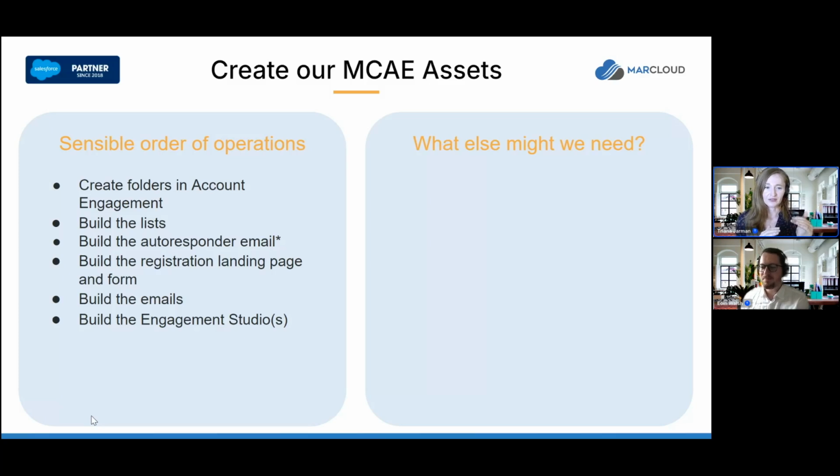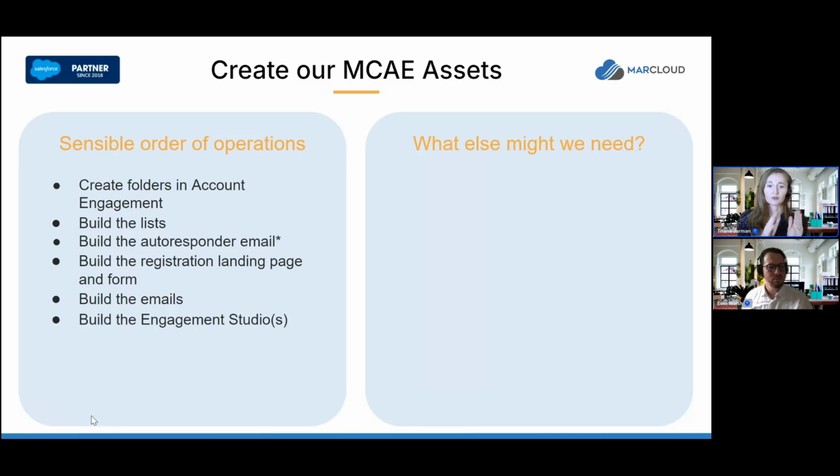Then you want to build out some lists. The lists are actually going to be important because they will be used for other things as we go along. So start with lists after that. Build your autoresponder email next if you're going to use account engagement and a form to send that. If your webinar platform is doing that, then to an extent you don't need to do this.